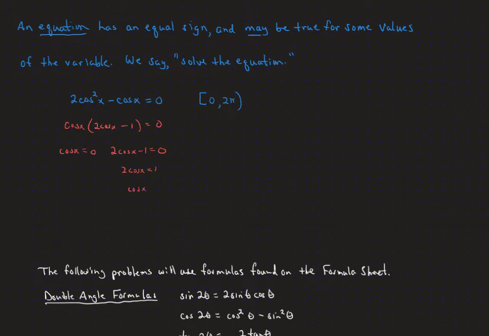And so we are going to be asking ourselves for what values of x is cosine 0. That's going to be pi over 2 and 3 pi over 2. And where is cosine a half? In quadrant 1, that will be at pi over 3, and cosine's also positive in quadrant 4, so that will be at 5 pi over 3. Those are all solutions between 0 and 2 pi.